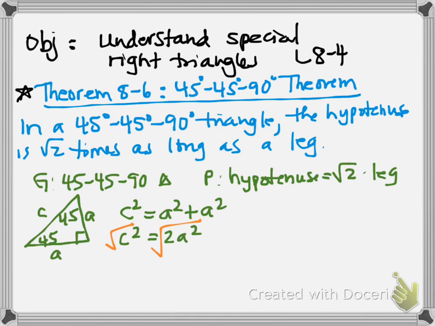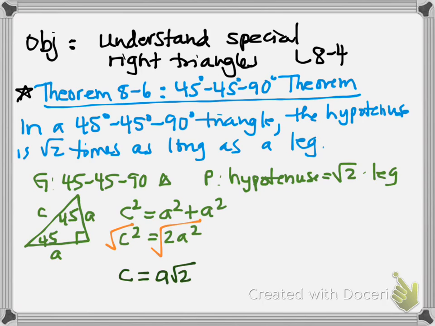And we get square root of C squared is C. I can take the square root of A squared as A, but I can't take the square root of 2. So basically, I've just proved that the length of the hypotenuse C is going to be the length of the leg A times radical 2. Okay? So that's one thing. So let's do a couple practice problems of this.